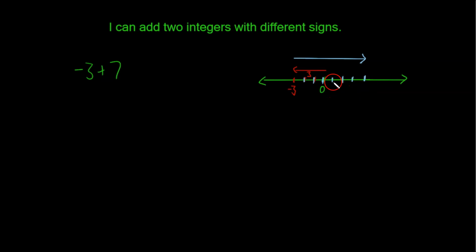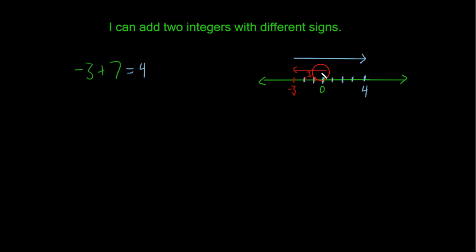Well, we can see we end up at 1, 2, 3, 4. We end up at 4. So our answer is going to be equal to 4. However, we can do this without the number line right here.